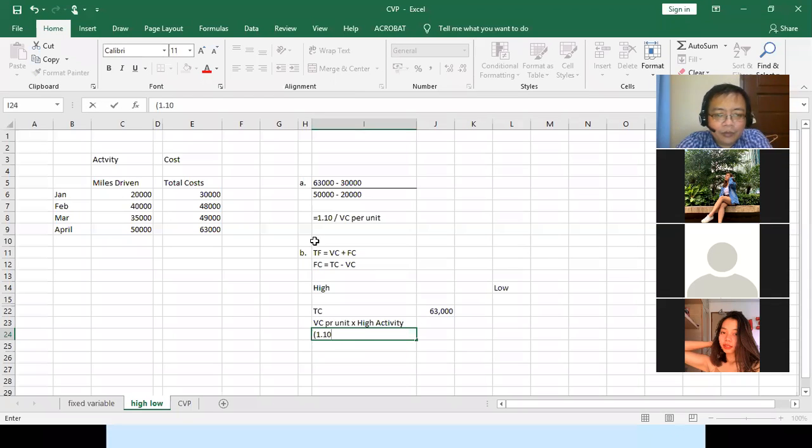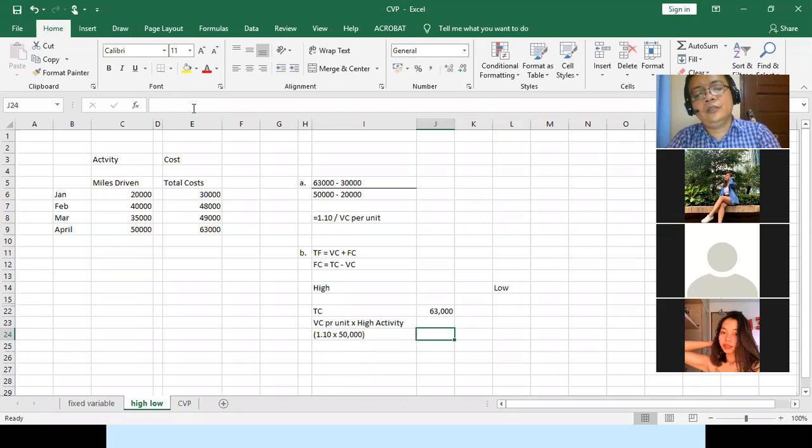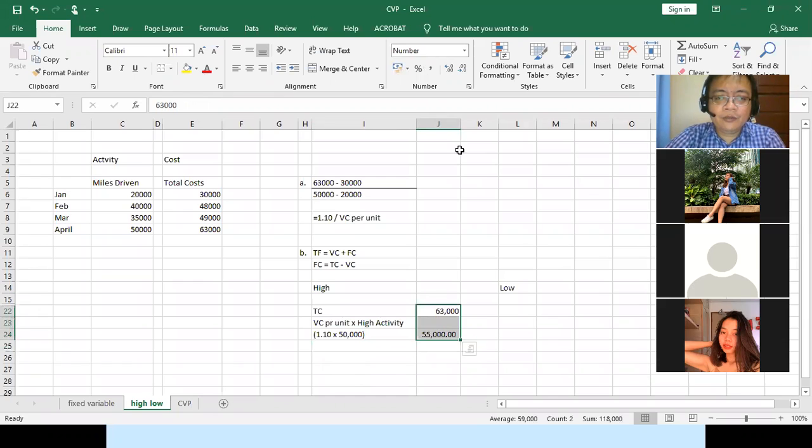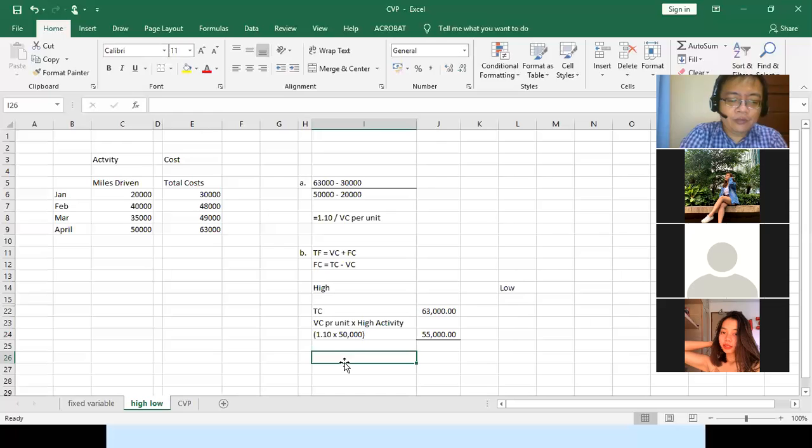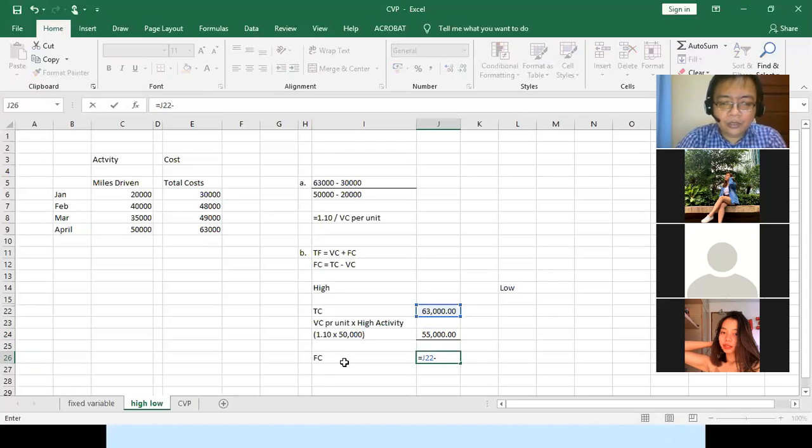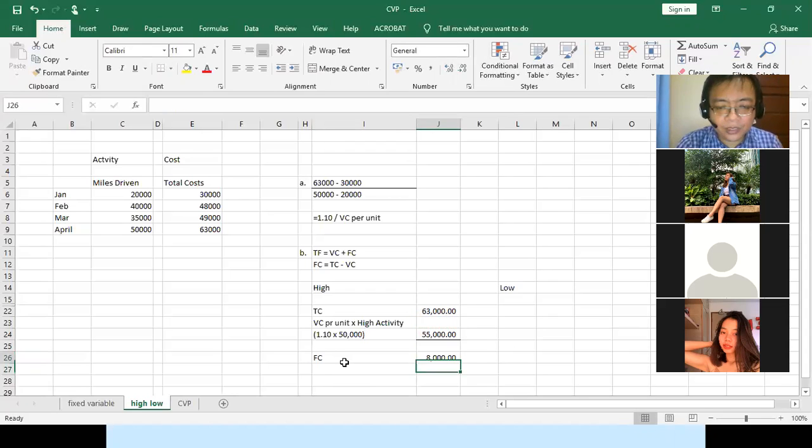How much is our high activity? It's 50,000, right? So you multiply it by 50,000. How much is that? 55? Alright, so you have here 55,000. This is going to be your variable cost. Sir, how much is our total fixed cost? Just 63 minus 55. You have 8,000. Right? Yes, you have 8,000.